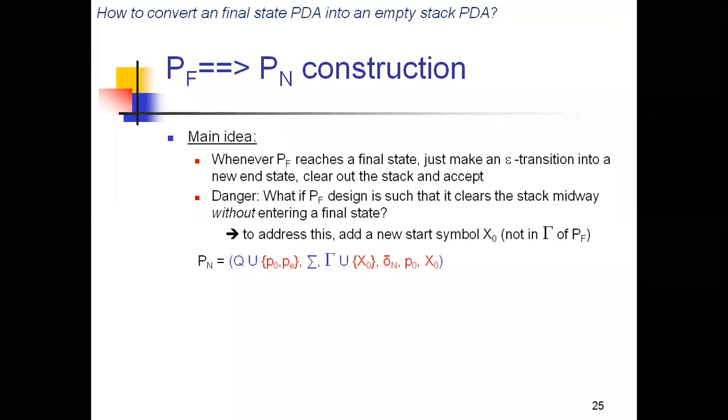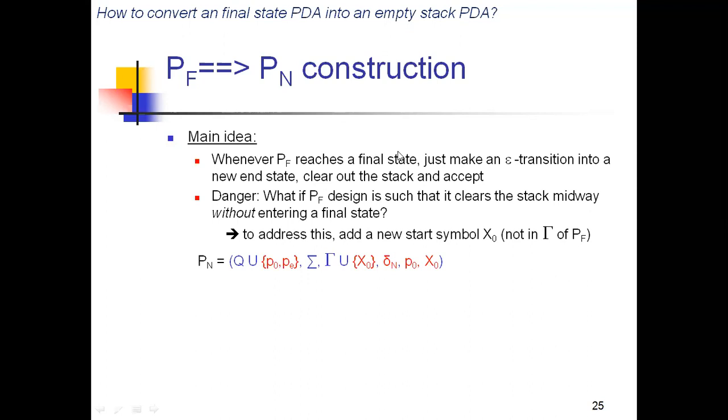The idea here is, whenever the final state PDA reaches a final state, we just make an epsilon transition into a new end state. Then we can clear out the stack, and we make it acceptable, right? So here we have some danger.